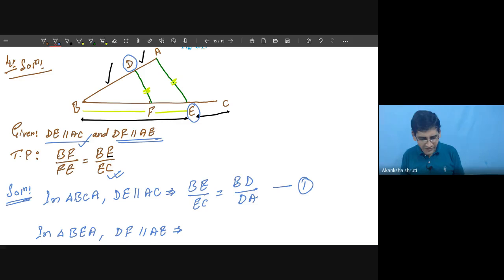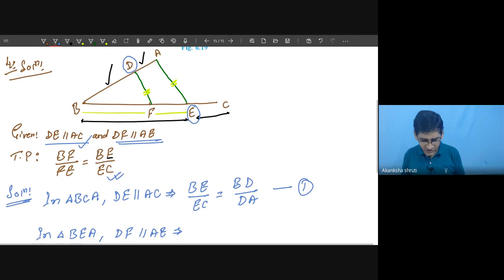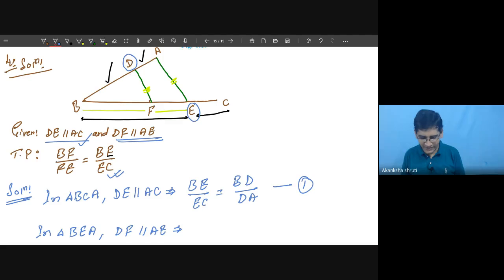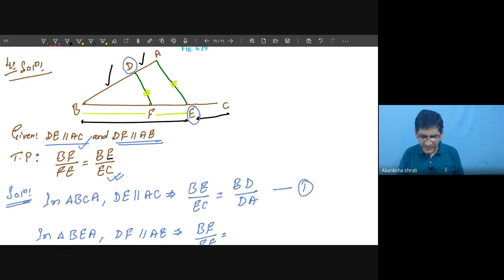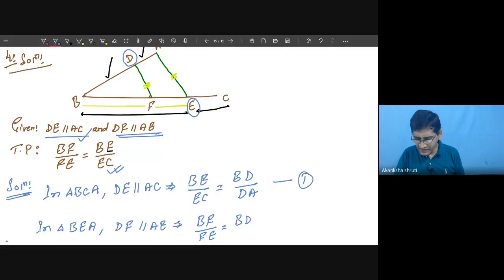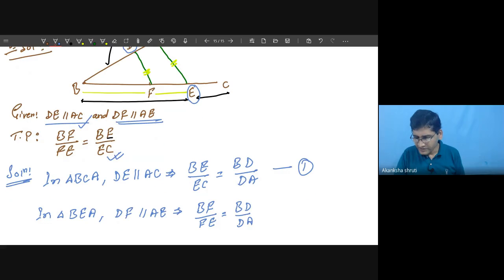Again we observe that DF is parallel to AE, so I can write the ratio. Which ratio shall I choose? Whatever is given in the question. I can choose BF by FE, which will be the same as, for the other intersecting side, BD by DA. We need to take that. Is it okay? Now observe this.